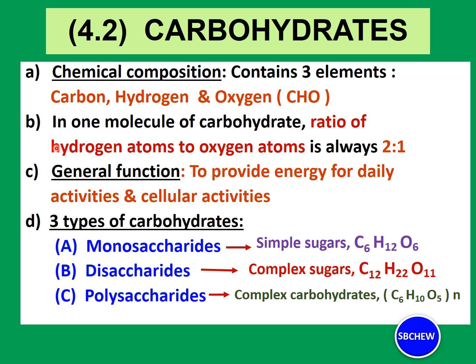However, it is wrong to say that the ratio of carbon atoms to hydrogen atoms to oxygen atoms is 1:1. The ratio of carbon to hydrogen to oxygen atoms in some books is stated as 1:2:1. That is not true for disaccharides and polysaccharides, although it may be true for monosaccharides. We'll talk about that later in the next video.